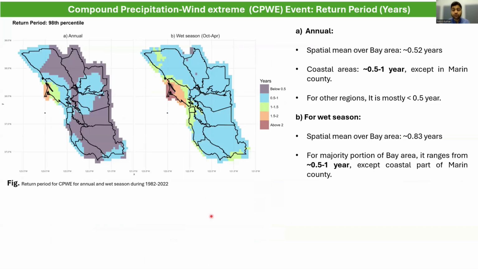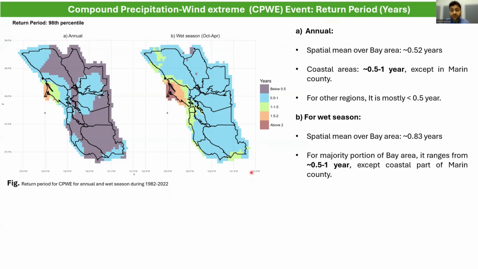Now turning to the return period analysis. We have analyzed it for both the annual scale and the wet season. What this plot tells us is the return period on the basis of the 98th percentile of precipitation and wind extreme events. This is for the annual season, and this is for the wet season, during the period of 1982 to 2022.